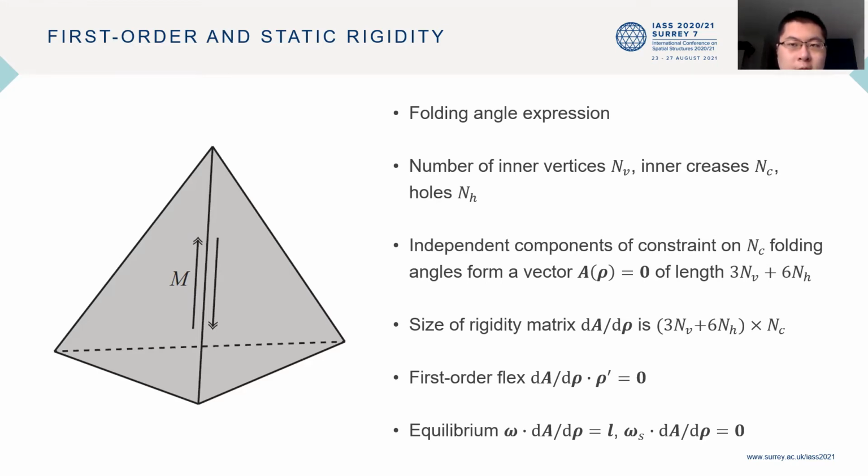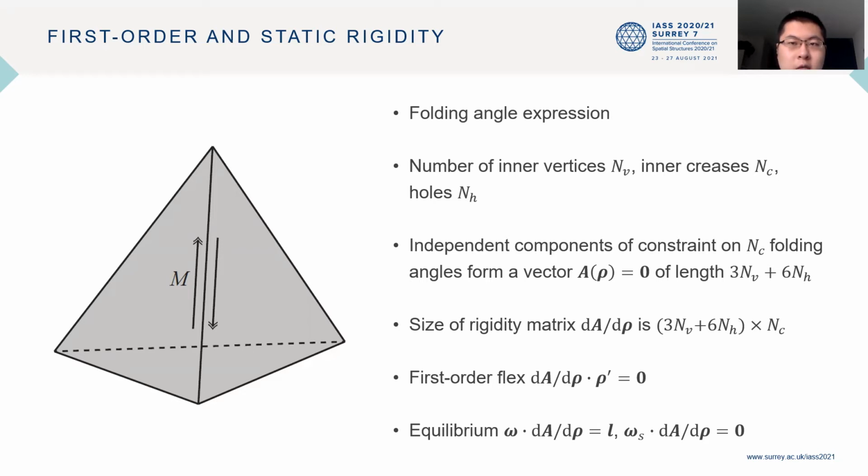We further claim that the form of load is a set of equal and opposite torques applied to the panels on each side of each inner crease, and the internal force in equilibrium with external load is in the form of omega times dA over dρ equals L. A self-stress is a vector in the left null space of the rigidity matrix.